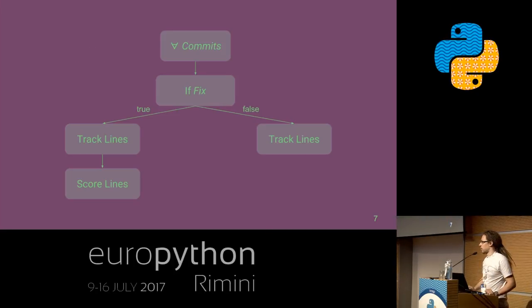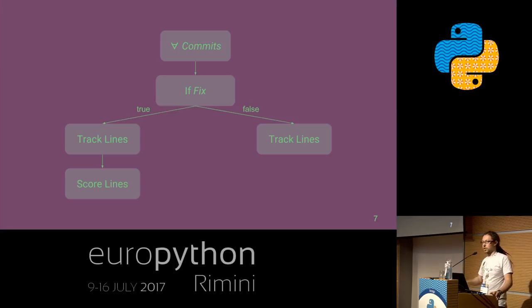So this is how Linespots works. The idea is you take a project, and it has to be a Git project at this point, but in general you can use every version control system, I guess, and you iterate over all commits, and you have to decide for each commit if it is a bug fix or not, and this is not trivial, and I'm going to talk about that later. But let's say we somehow know if it is a bug fix or not.